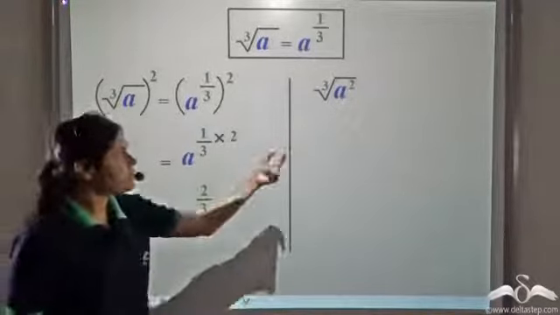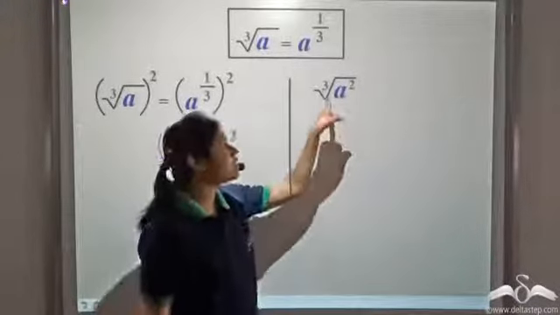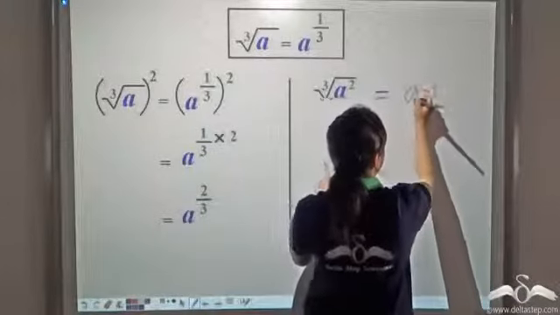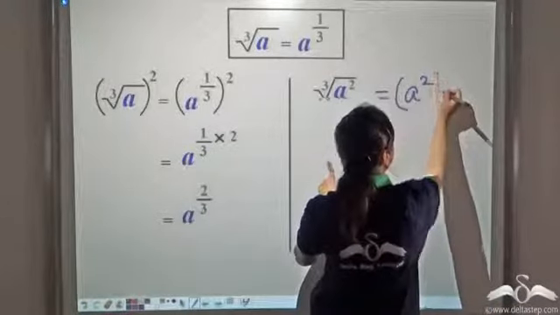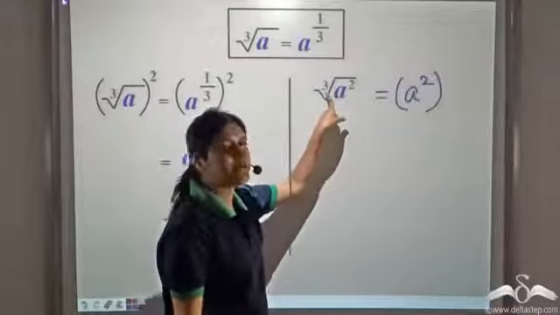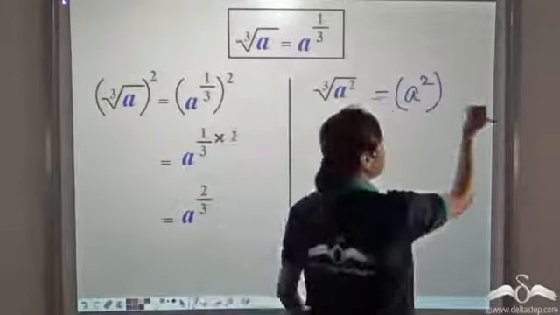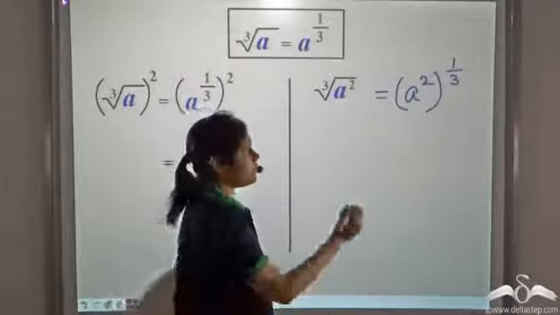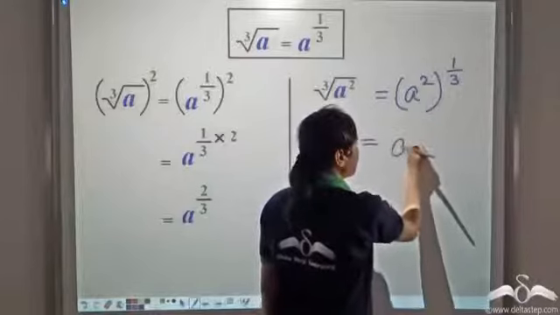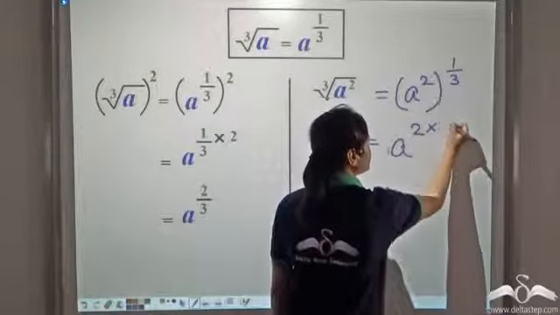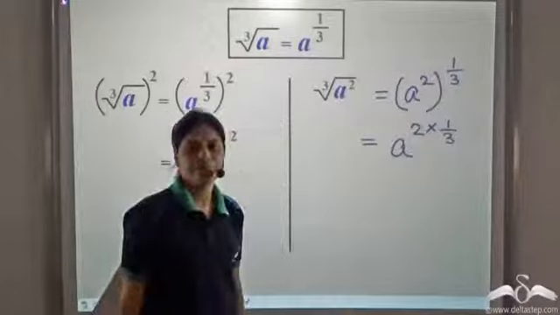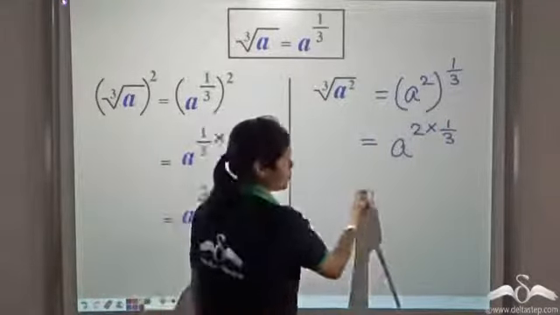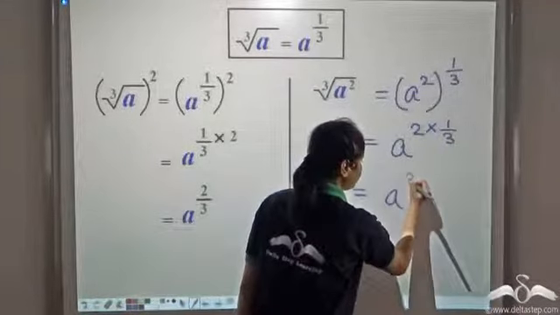Now let us see what if we take the cube root of a square. So we have a square and we take the cube root. Cube root means raised to the power 1 by 3. So we raise it to power 1 by 3. And both the powers get multiplied. So this is 2 into 1 by 3. 2 into 1 by 3 is 2 by 3. So we get a to the power 2 by 3.